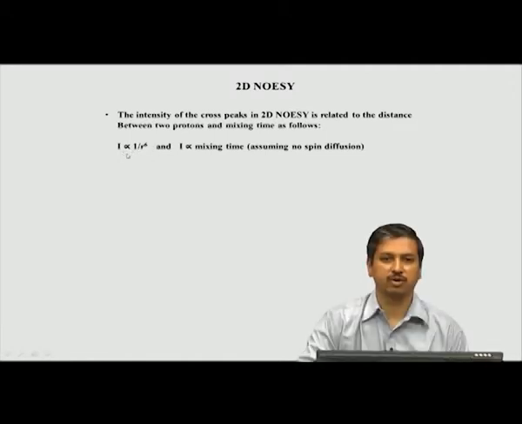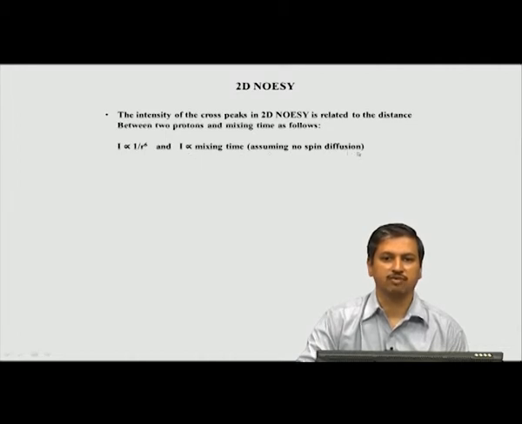So, this is the very famous formula. I is intensity, that is volume. When we talk about intensity in NMR, we typically imply area. So, keep in mind that area, intensity, or volume of a peak can also be a 3-dimensional structure; they are all interrelated. The intensity is proportional to 1 by r to the power 6, and as far as mixing time is concerned, intensity is directly proportional to mixing time.